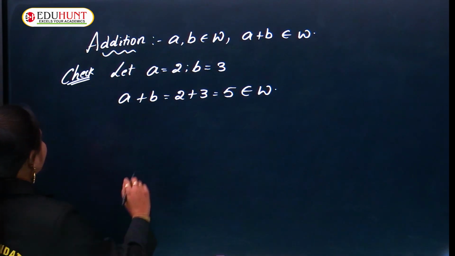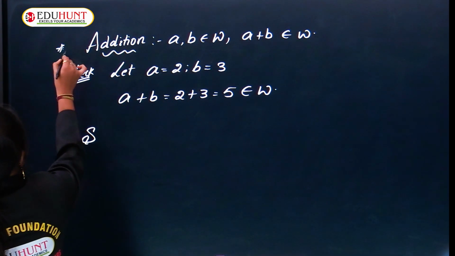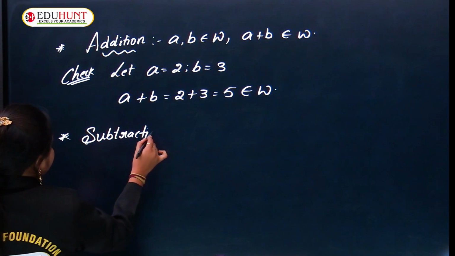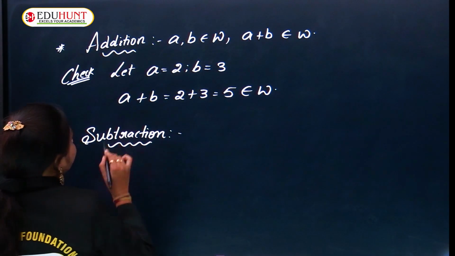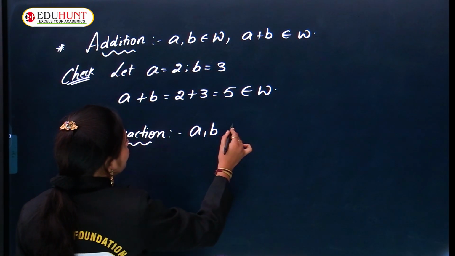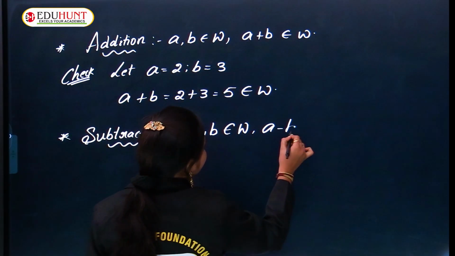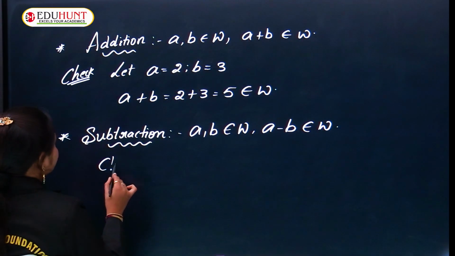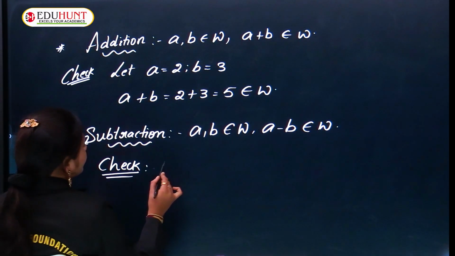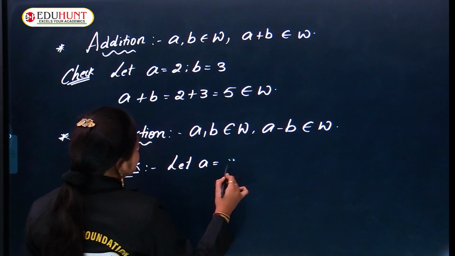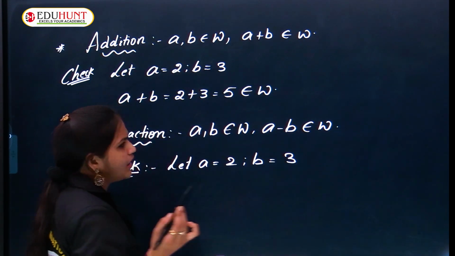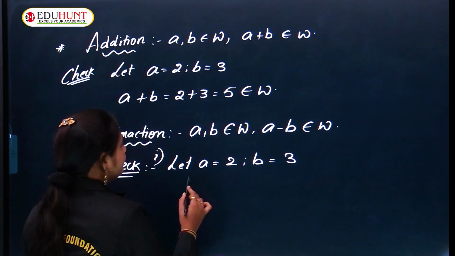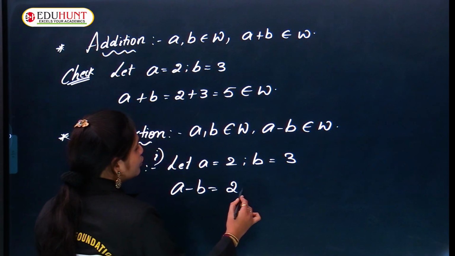In the same way, take the second fundamental operation, subtraction. Again the condition: A, B belong to whole numbers, does A minus B belong to whole numbers? We just have to check that condition. Let A equal 2 and B equal 3. You can take any numbers you wish. I will explain two cases. This is case 1. Here A minus B is equal to 2 minus 3.